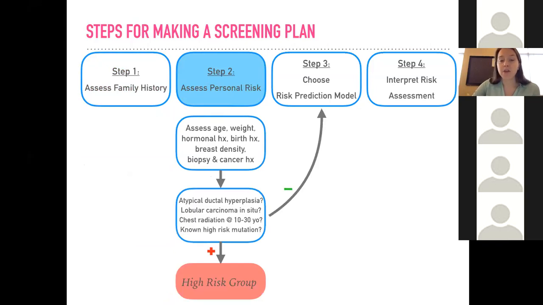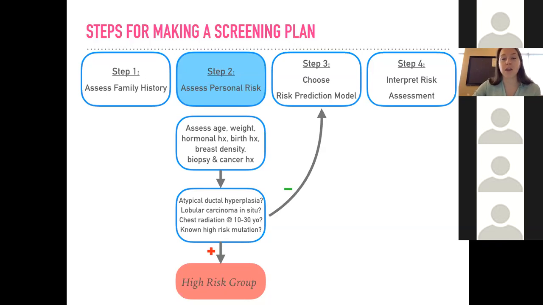Things to think about that are going to automatically place people into a high risk group are things like the LCIS and atypical ductal hyperplasia that we mentioned before, chest radiation, and if they themselves know of a personal risk mutation or high risk mutation. If they have even one of those things, they just automatically go into a high risk group.